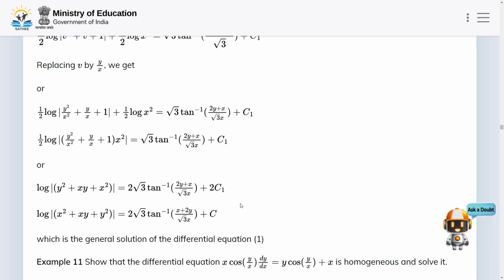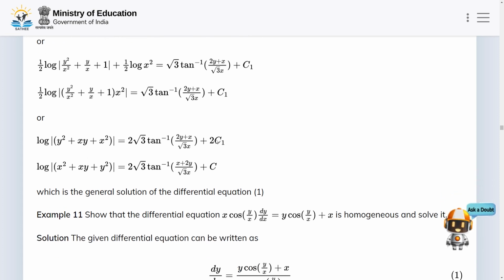You will get your final answer as this: log of modulus of (x square plus xy plus y square) is equal to 2 root 3 tan inverse of (x plus 2y) divided by (root 3 x) plus some constant. Okay, which is your general solution for the given differential equation. I hope it is clear.